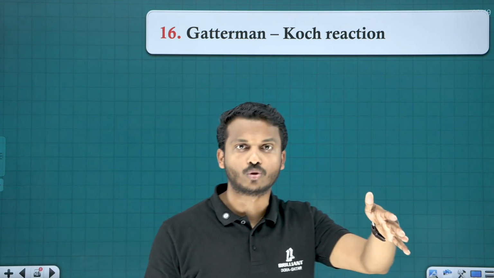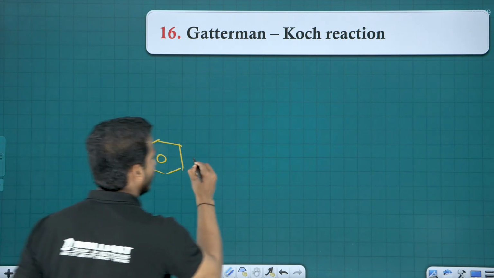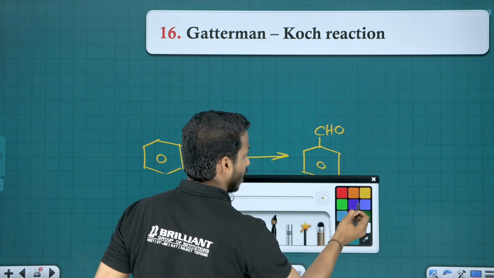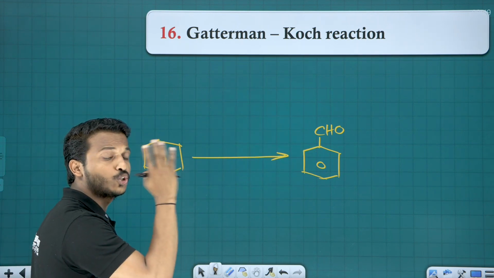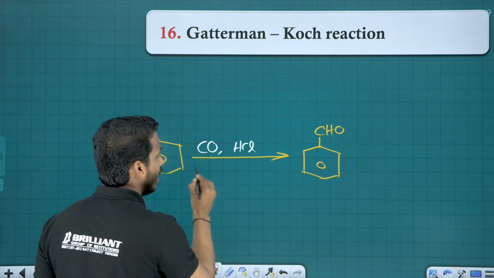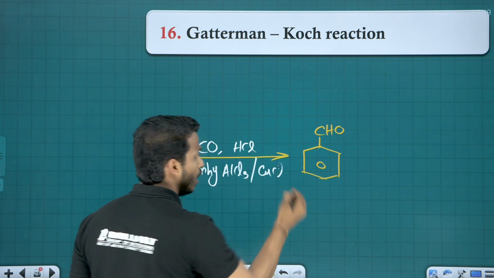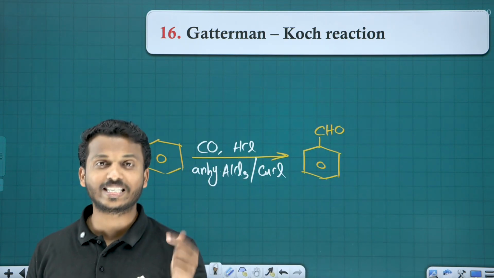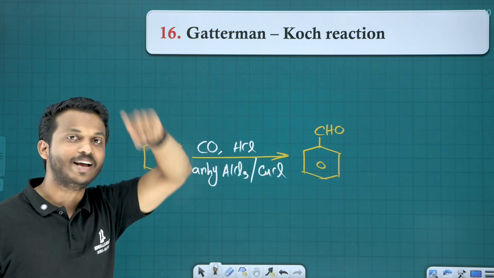You have Gattermann reaction also. This is Gattermann and Koch. This is a direct conversion of benzene to benzaldehyde. What are the 4 things that should be there on the arrow? Remember: carbon monoxide, HCl, and anhydrous catalyst, anhydrous AlCl3 or CuCl. These are the 4 things on the arrow for a Gattermann-Koch reaction: carbon monoxide, HCl, anhydrous AlCl3 or CuCl, converting benzene to benzaldehyde.